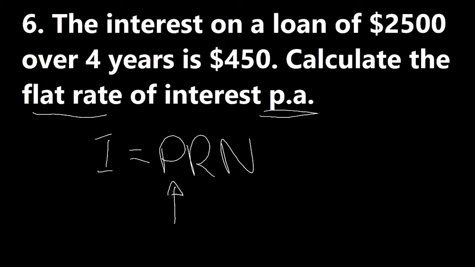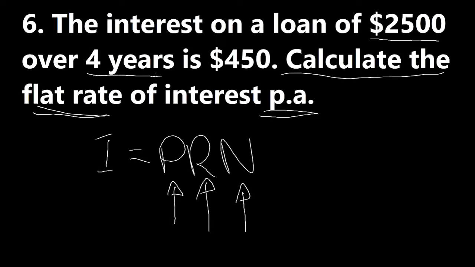Remember, P stands for principal, the initial amount, which I can see up here is $2,500. My rate is how expensive it is to borrow, and that is the variable that we do not know, because we're trying to calculate the flat rate. Our N is our number of time periods, and up here I can see it's 4 years. We don't need to change that because it's already in per annum, meaning per year. So we've got 4 years and our rate is in years, so that's all good. And we can see that we already have our interest, which is $450.